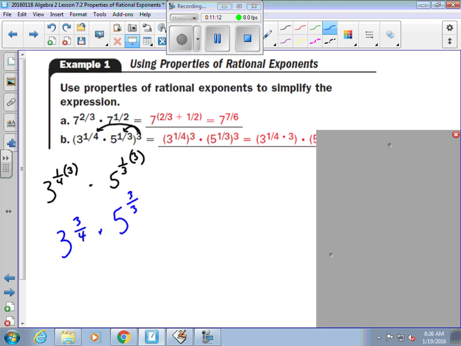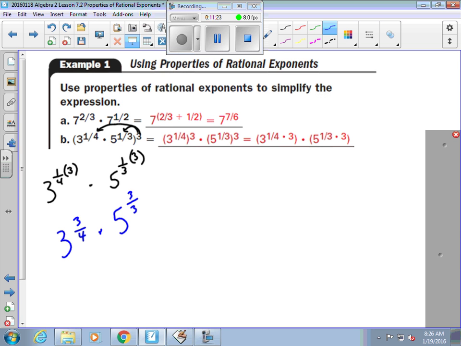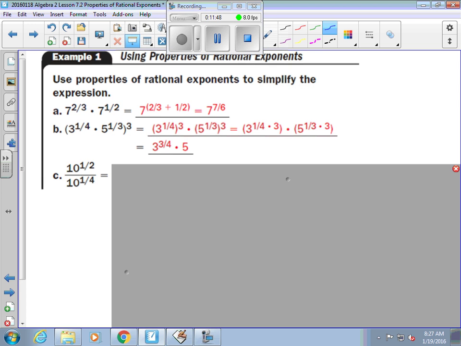And this will simplify, everybody. We can leave this one as 3 to the 3/4 times 5. And this would actually be its simplified version right here. Not sure why I didn't copy that last line. Oh, there it is right there. 3 to the 3/4 times 5.